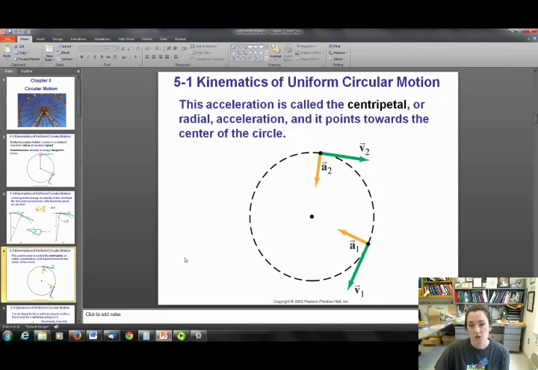Now, just like the velocity is constantly changing direction, so is the acceleration. It's constantly pointing in towards the center of the circle, and that changes as the particle moves around in its path.